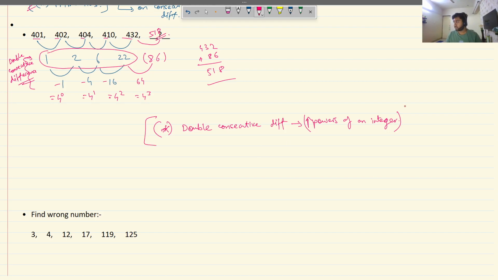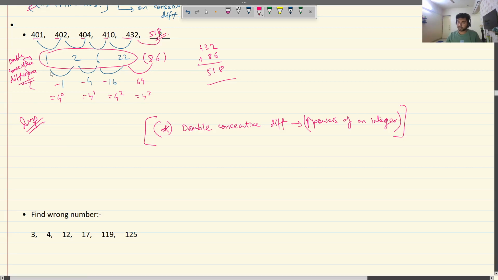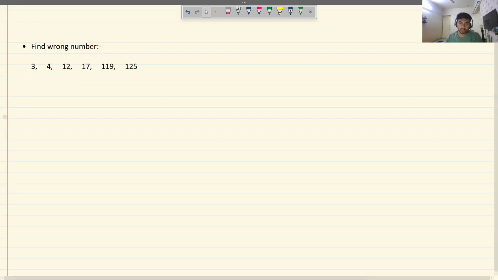And this is your logic. This is a very important thing. Many a time a lot of questions can be solved using double consecutive difference. So I'll keep this as important. Keep it in mind. Let's do the next question.